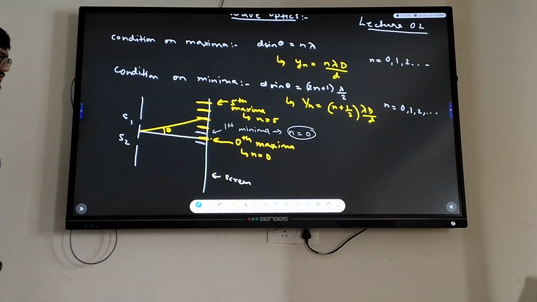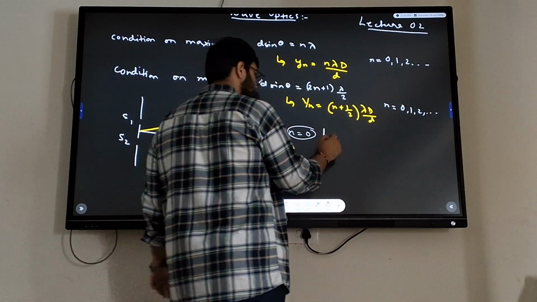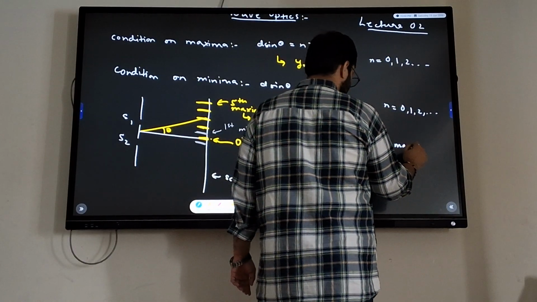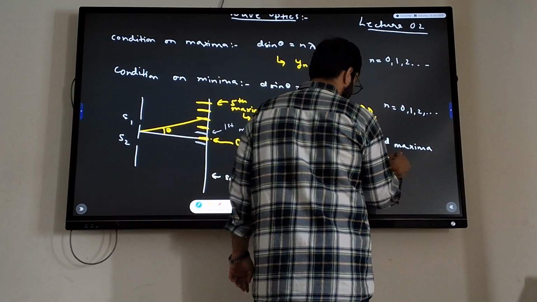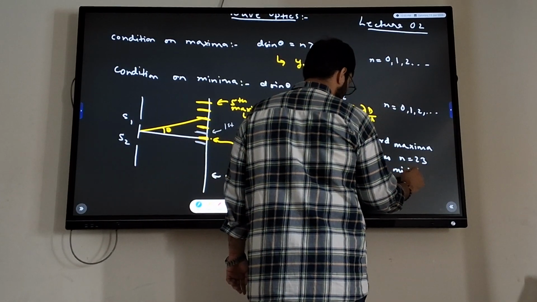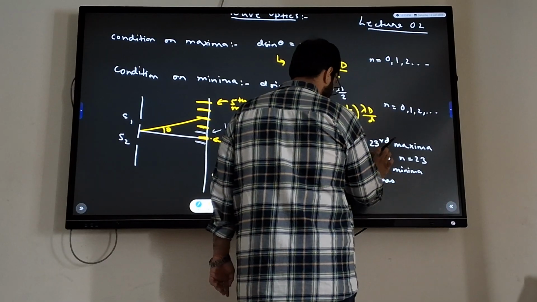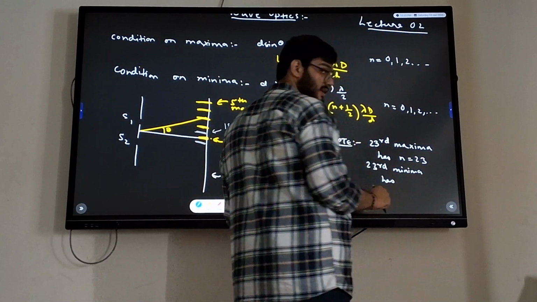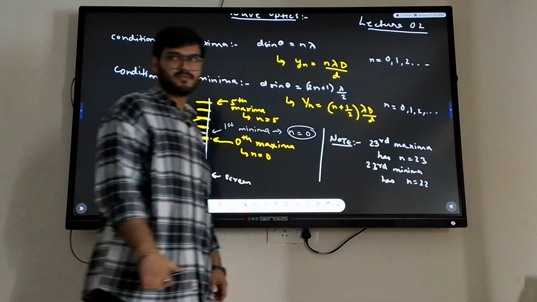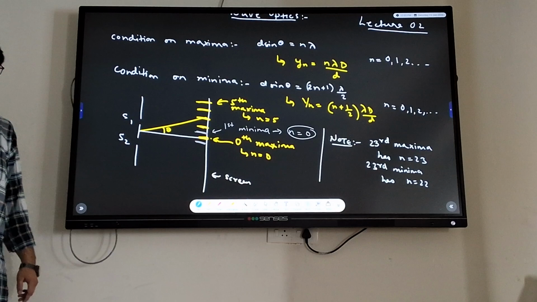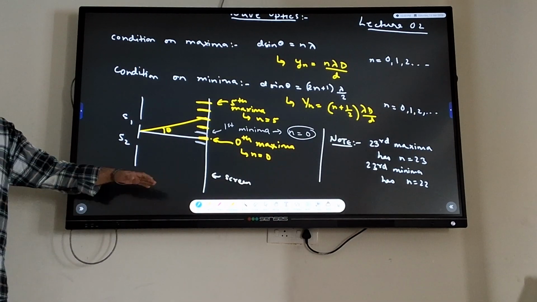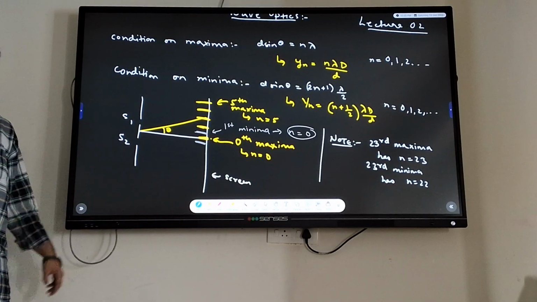Please write all of this in a note: the 23rd maxima has n equal to 23, but what does the 23rd minima correspond to? n equal to 22. Please be mindful of this, okay? Is it okay with everyone else? Please copy so that I can go forward.